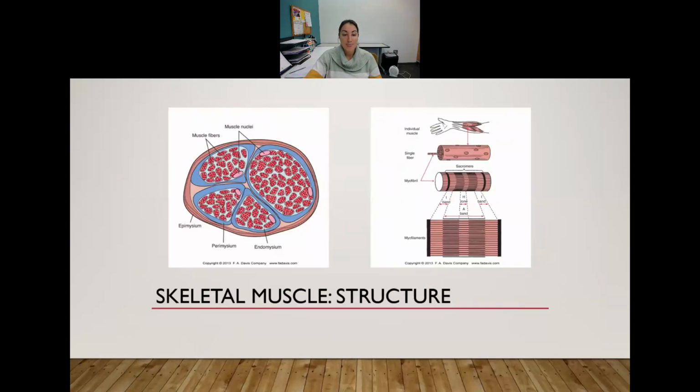These are just the structures of skeletal muscle. I don't personally think you need to study it too much, but just to be kind of aware of what's what. We go into some of it more a little bit later, so I'll kind of come back to this.